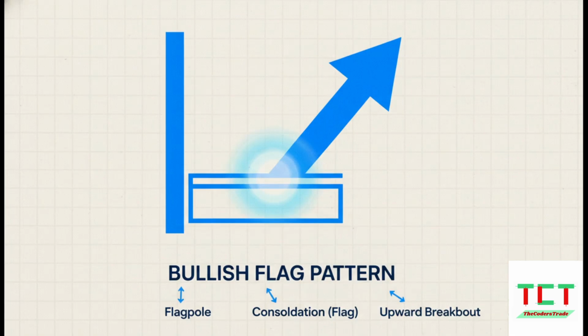All right, let's look at a continuation pattern, the bullish flag. You'll see this sharp, strong move up. We call that the flagpole. It's followed by a brief little consolidation where the price drifts down slightly, and that's the flag. Now, this isn't a reversal, it's just a pause. It's like the market is gathering energy before continuing its journey up.